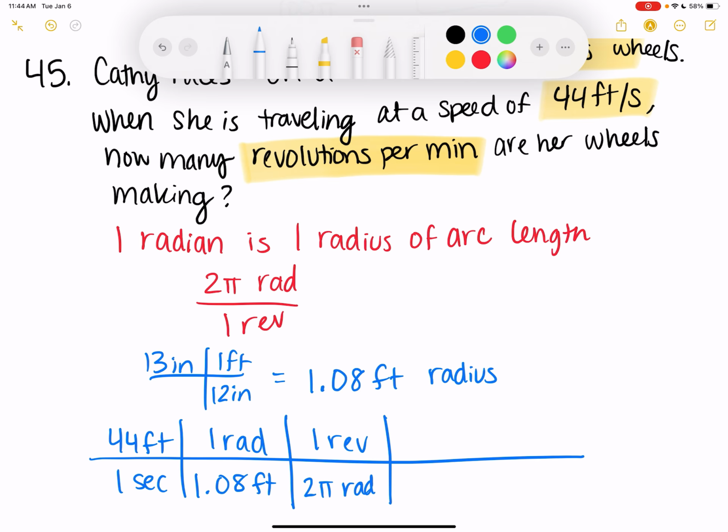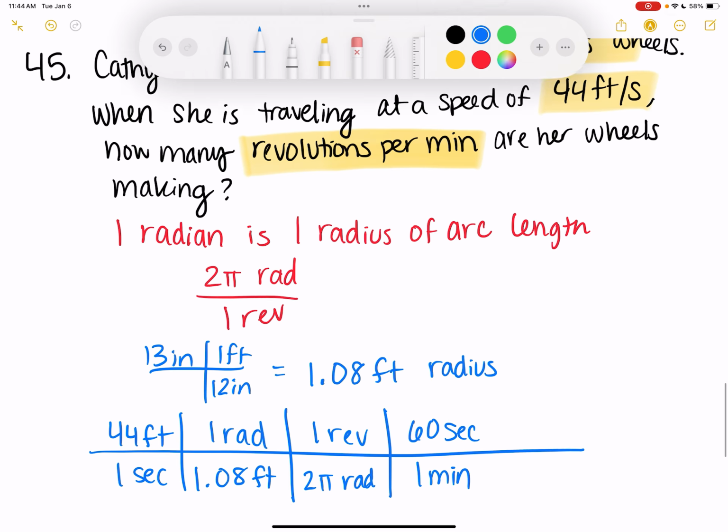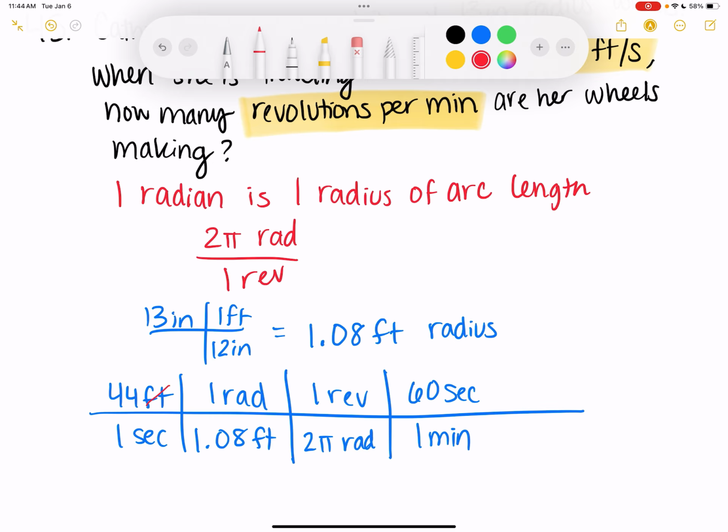Now I've got 1 second, and I need to get that to minutes. So I've got 60 seconds in 1 minute. So feet canceled, radians canceled, and seconds now cancel, and the units I'm left with are revolutions over minutes. Now I just need to multiply across the top and divide the stuff off the bottom. So I'll have 44 times 60 divided by, on the bottom, 1.08 times 2 pi, and that will give me my final answer in revolutions per minute.